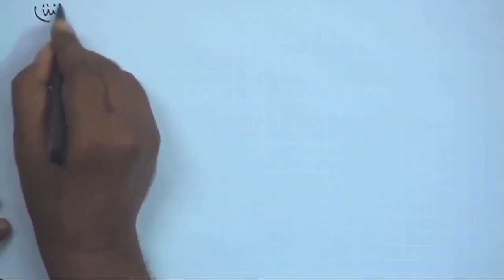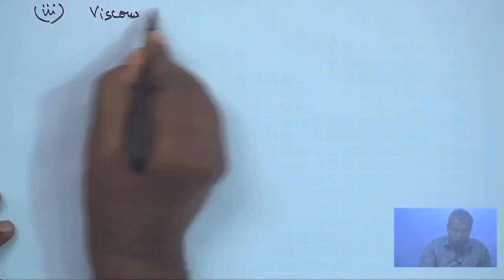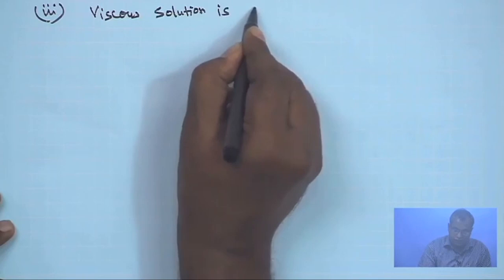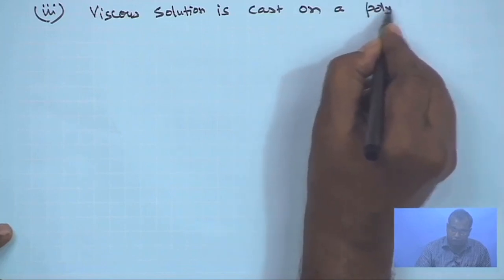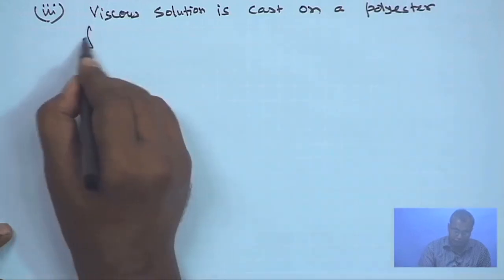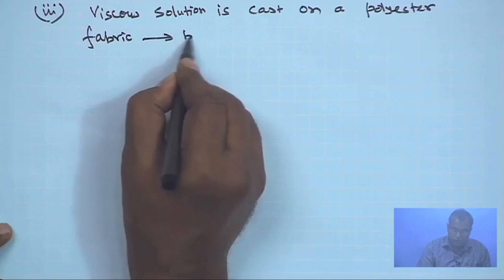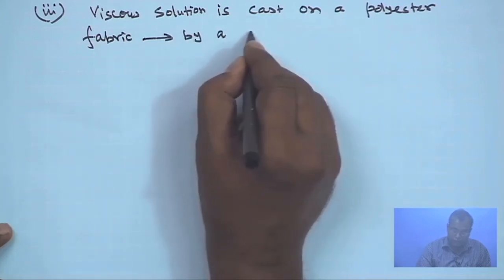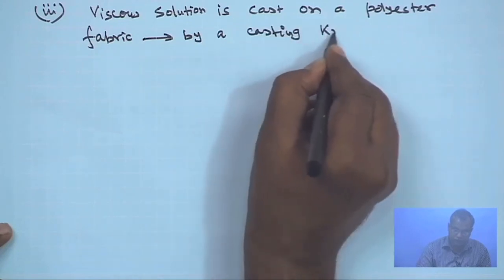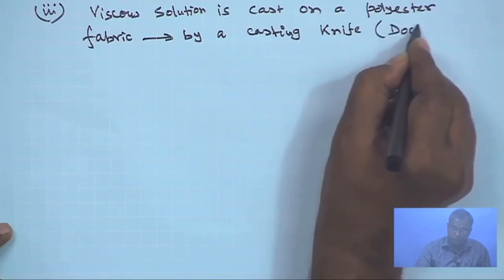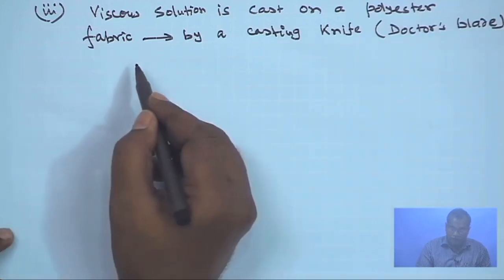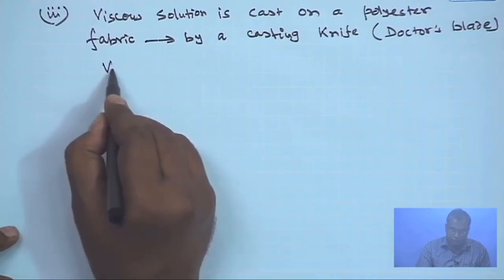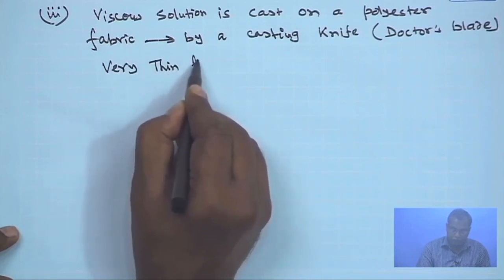So, once the viscous solution is done, the third step is that the viscous solution is cast on a non-woven polyester fabric by a casting knife, which is also known as the doctor's blade. So, once it is cast, it will create a very thin film of polymer.